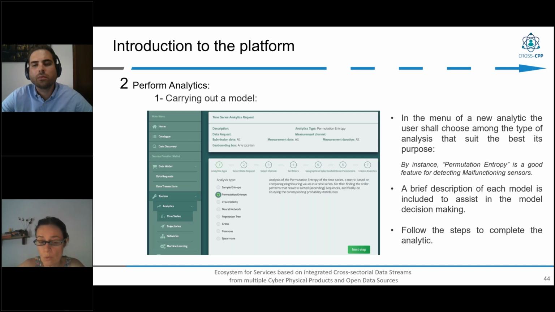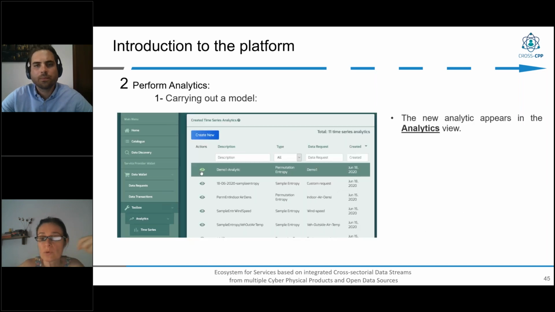Okay, and once we have this, we follow, and the analytics will be performed, and then what we can see is that our analytics will be now in the marketplace, and we can see and visualize the results of the analytics in the analytics view.